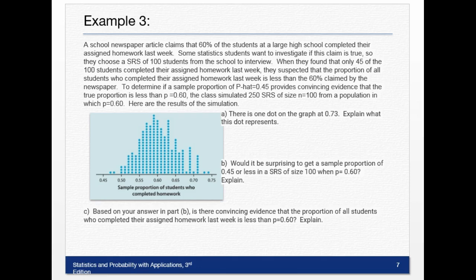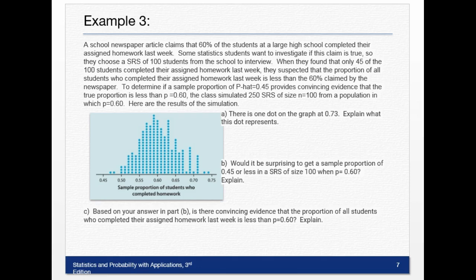they suspected that the proportion of all students who completed their assigned homework last week was less than 60%, claimed by the newspaper. To determine if a sample proportion of p hat equals 0.45 provides convincing evidence that the true proportion is less than p equals 0.6, the class simulated 250 simple random samples of size 100 from a population in which p is equal to 0.60. Here's the results. All right, so what did they do? They took 250 different samples of size 100 each, and they found out what's the proportion in those 100 of students who did their homework.